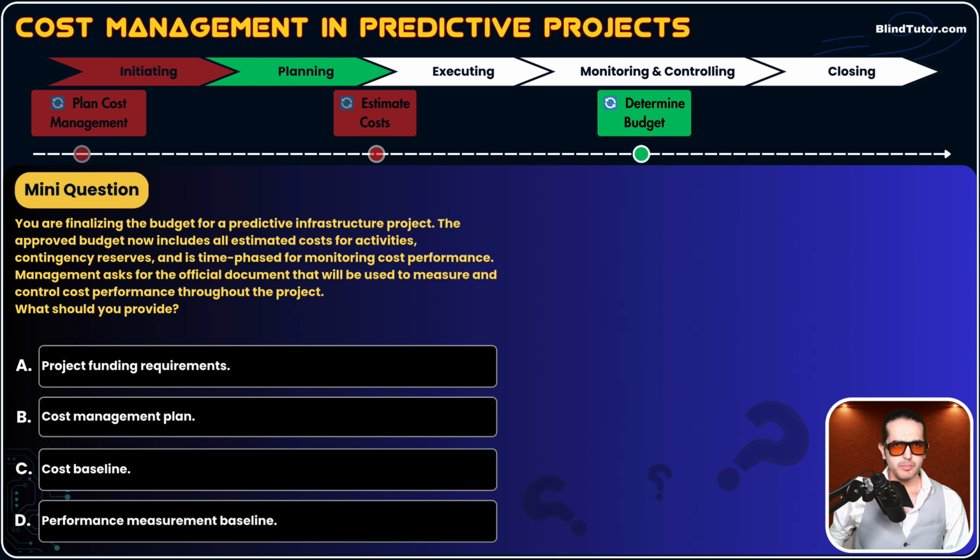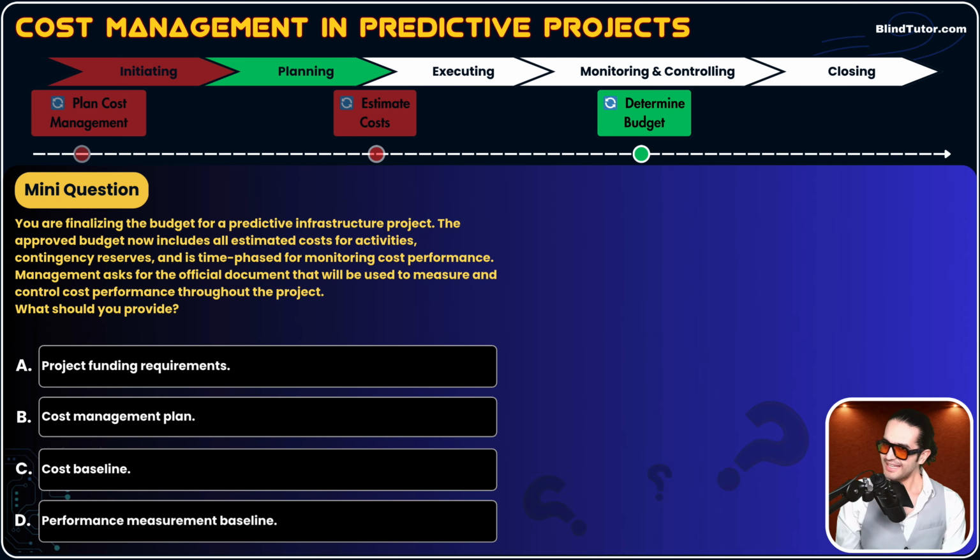You are finalizing the budget for a predictive infrastructure project. The approved budget now includes all estimated costs for activities and contingency reserves, and is time-phased for monitoring cost performance. Management asks for the official document that will be used to measure and control cost performance throughout the project. What should you provide to management? A, project funding requirements. B, cost management plan. C, cost baseline. And D, performance measurement baseline.